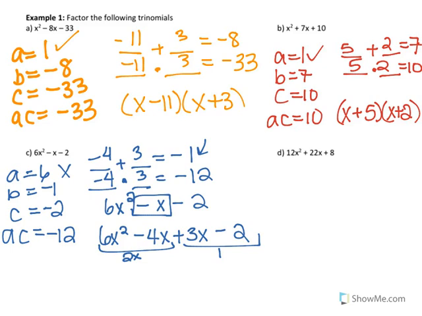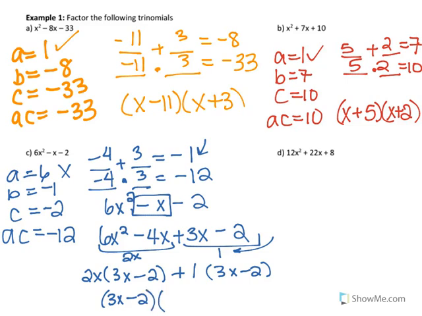Now I'm going to factor out a 2x. So I have 2x, which will change this into 3x minus 2. Then I'm going to write plus 1 for my second one, and then I'm going to divide that out to get 3x minus 2. I can tell that I've done this right because my brackets are the same. So my final step would be to take out a 3x minus 2. So we divide out a 3x minus 2, and we're left with 3x minus 2 and 2x plus 1. And now it is factored.